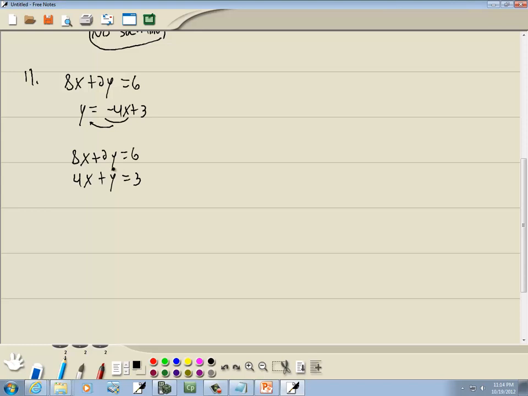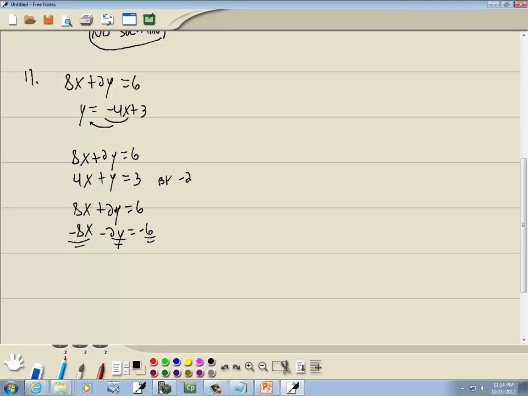Now I'm going to eliminate the y's. This one is a positive 2y. I would need this other one to be a negative 2y. So I'm going to multiply my second equation by negative 2. So I got 8x plus 2y equals 6. Negative 2 times 4x is negative 8x. Negative 2 times y is negative 2y. And negative 2 times 3 gives you negative 6. Well, let's add these together.